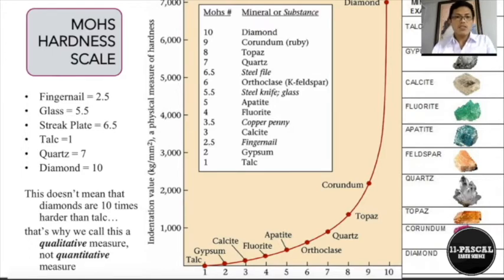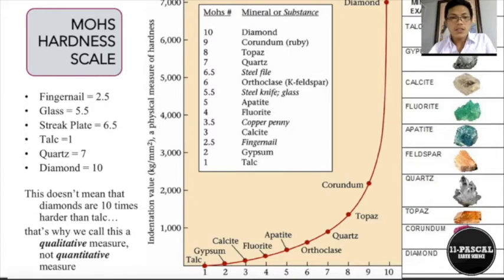So if you're going to see, gypsum can scratch talc, but it can never scratch calcite because gypsum is harder than talc but softer compared to calcite. And diamond being the hardest, it can scratch all of the minerals under it.